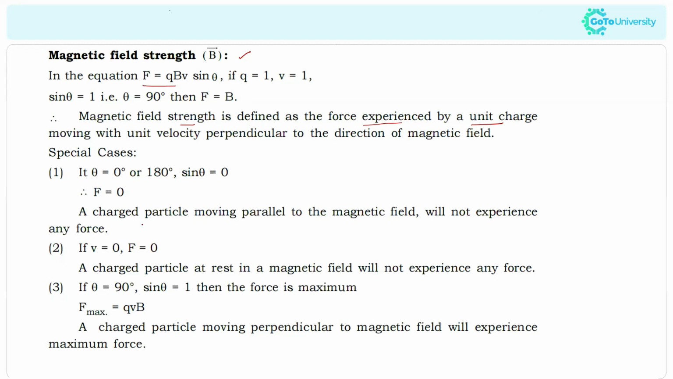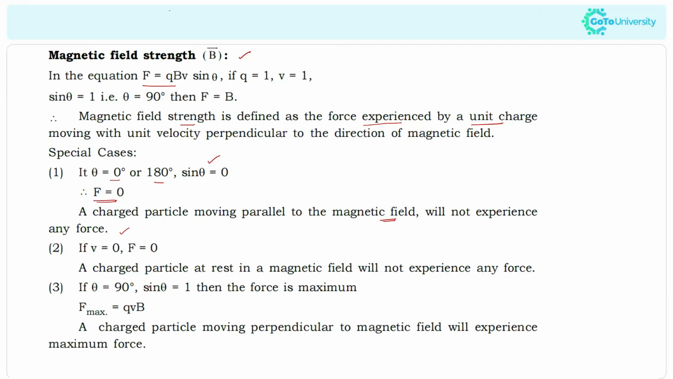Here we will have special cases based on the angle of the magnetic field with respect to the motion of the charge. Let us consider theta as 0 or 180. It's known that the value of sin theta will be 0, right? So at that time we can say the magnetic force will be equal to 0, or else we can say the charged particle is moving parallel to the magnetic field and it will not experience any force when it is moving parallel to the magnetic field. Okay, so this is about the magnetic field strength and magnetic force when the charged particle moves parallel to the magnetic field.